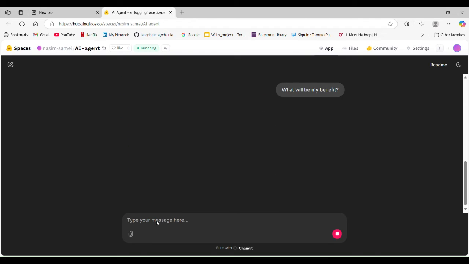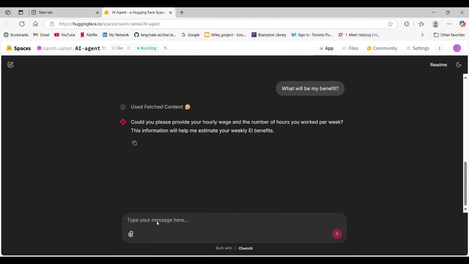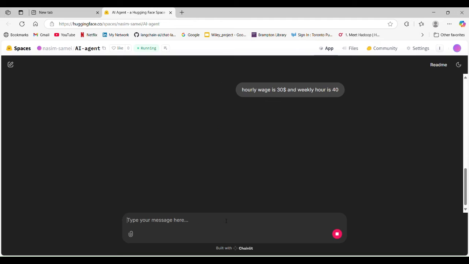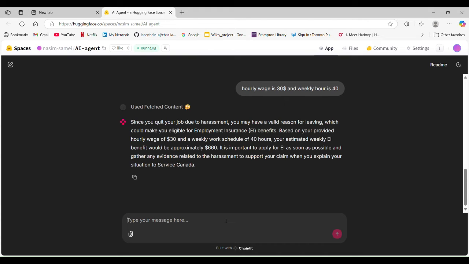For the next one, I will ask what will be my benefit. For this one, the assistant needs to have my hourly wage and the number of hours that I work per week. And if I respond that my hourly wage is 30 and my weekly hours are 40, then the assistant will make a tool call and calculate my EI benefits to be approximately 660.